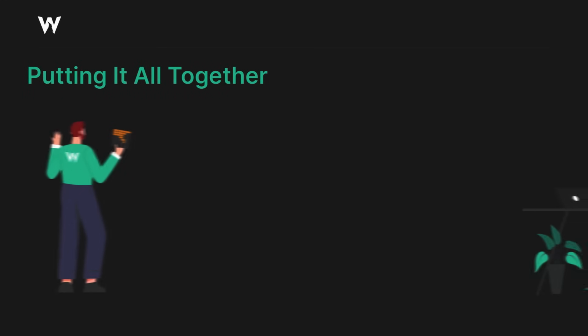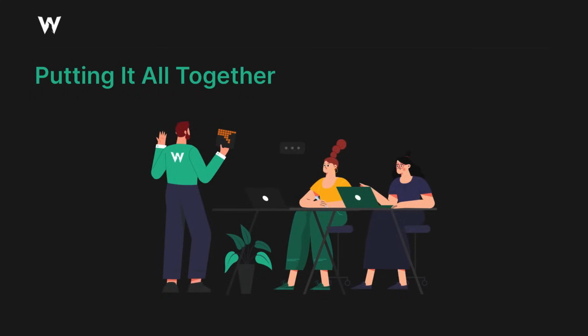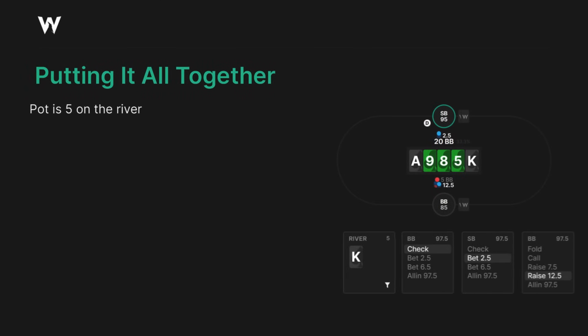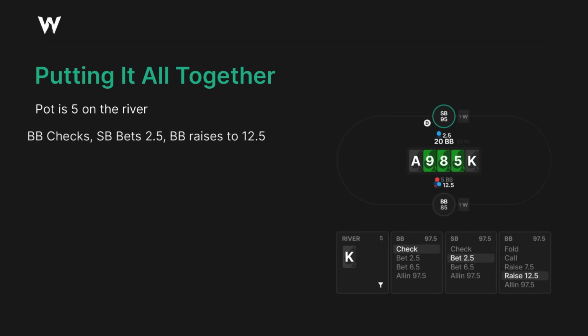All right, so you probably think you have a handle on the basics now. Let's put that to the test. We're going to put all of these concepts you've just learned together into one example. In this spot, the pot is 5 big blinds on the river. Big blind checks, small blind bets 2.5 into that pot, and big blind makes it 12.5.